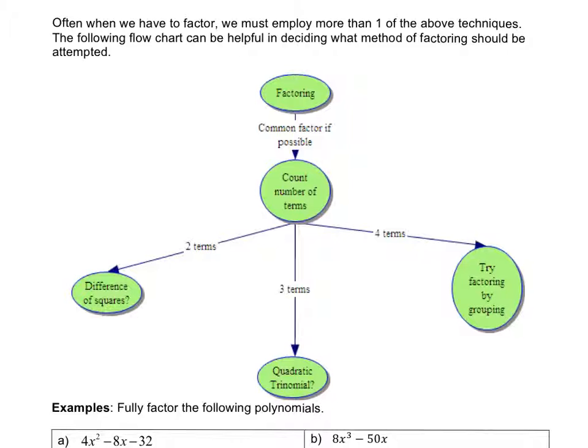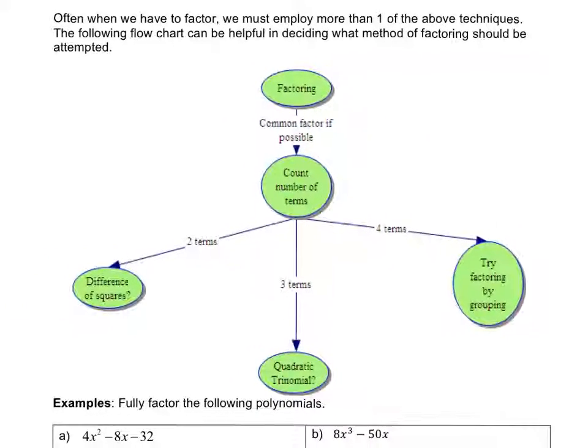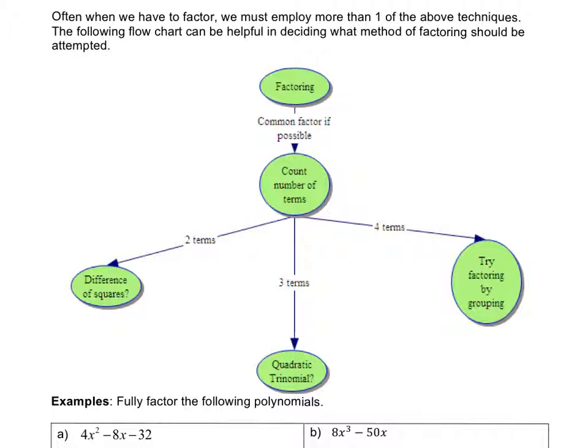First of all, when the question says factor, you want to see if there is a common factor. That's the first thing. What I mean is, is there anything, either a numerical value or a variable value, that is common to the polynomial that's in front of you? So that's the first thing. Once you've taken out a common factor, you want to figure out how many terms there are.